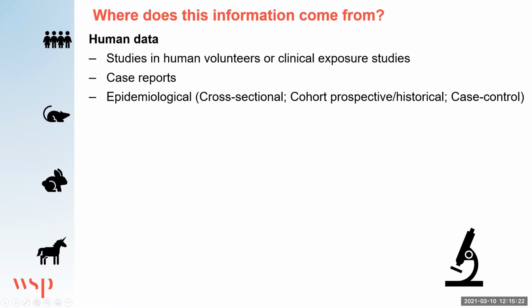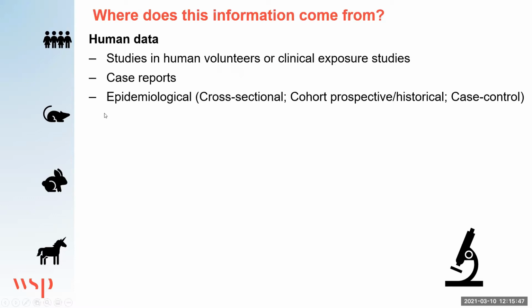Human data comes from studies in volunteers or clinical exposure studies. We get a bunch of healthy adults and expose them to a chemical within specific policies, which means we're not killing them or doing permanent damage. We also get human data from case reports of accidents in industry or some non-accident poisoning situations.